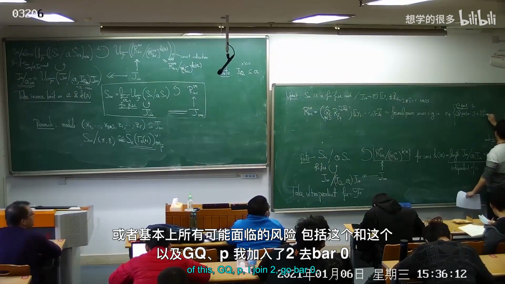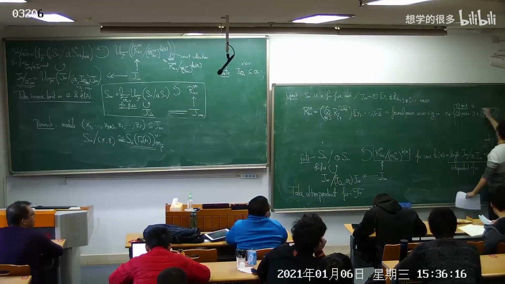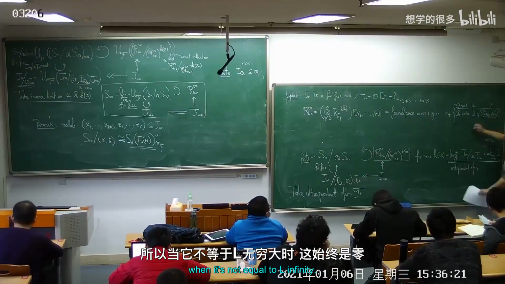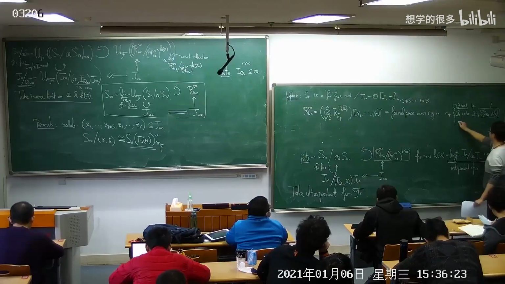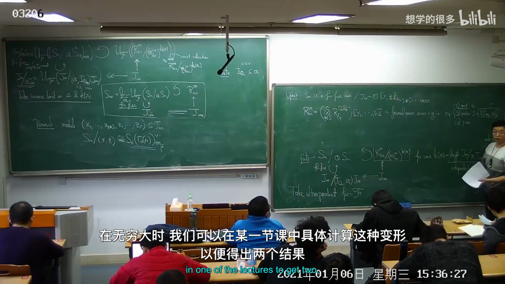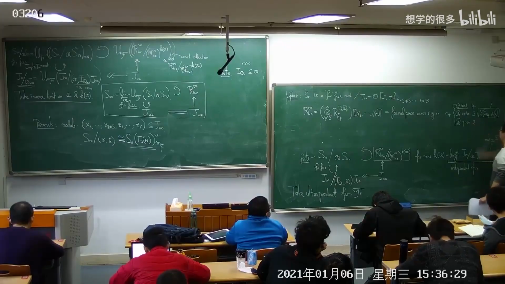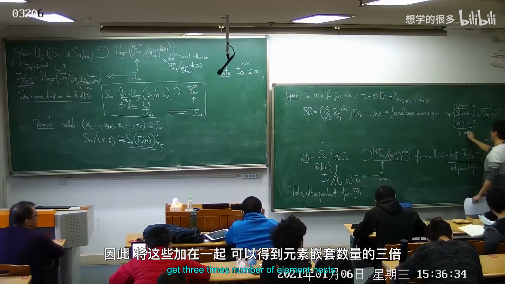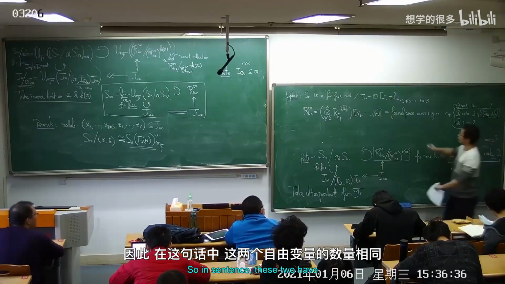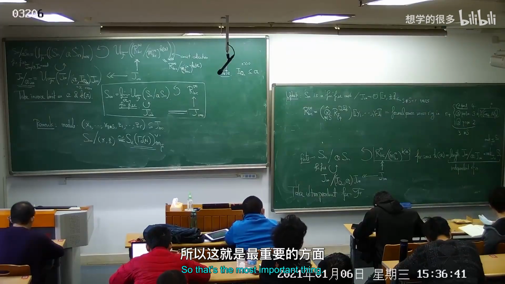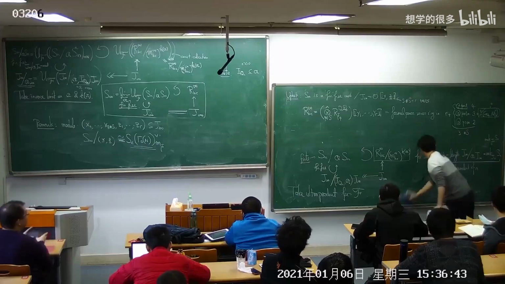or it's essentially all the characteristic of this G, Q, P, I joint go bar 0. But this is always 0, essentially that. So that's always 0 when p is not equal to L infinity. And at infinity, this deformation ring we can compute explicitly in one of the lectures to get 2. So all of these together, I get 3 times number of element S. So in some sense, these two have the same number of free variables. So that's the most important thing in this lecture.